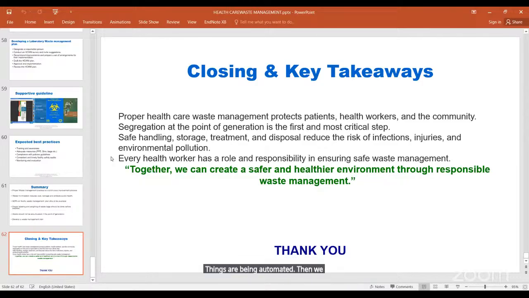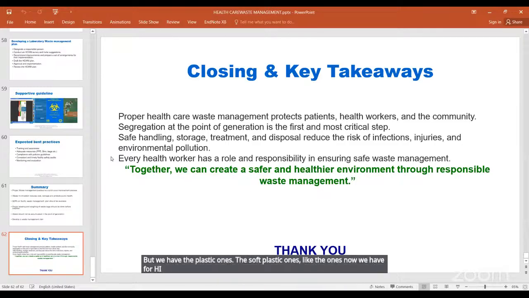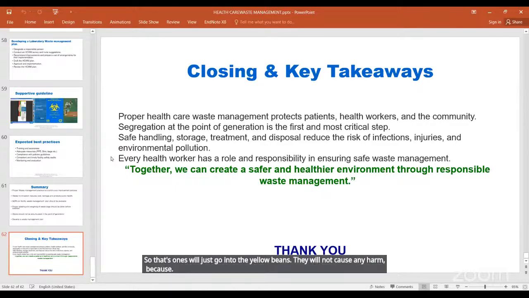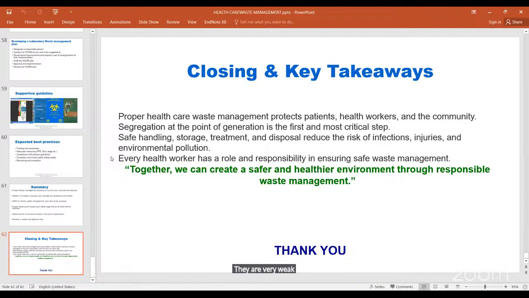Then we also have the glass pipettes, like for example capillaries. So those ones will go into sharps. But we have the plastic ones, the soft plastic ones, like the ones we now have for HIV kits. So those ones will just go into the yellow bins. They will not cause any harm because they are very weak. Even if you touch them, they are very weak.